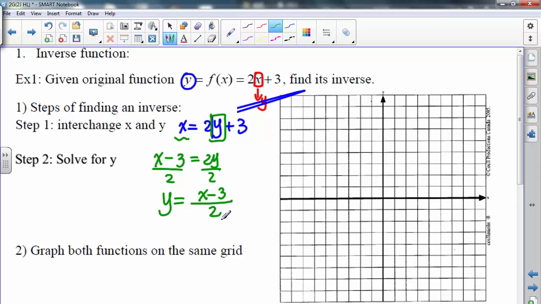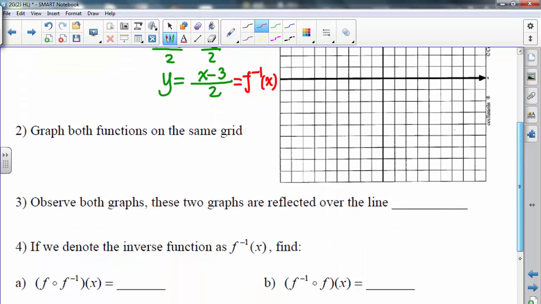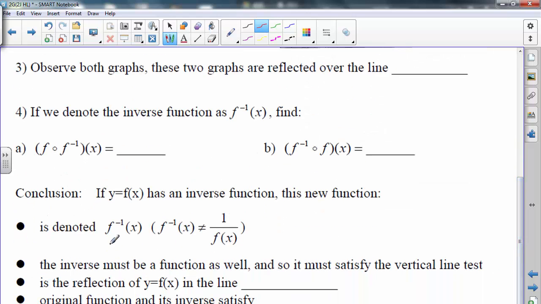So this function is the inverse function. The notation for the inverse function is f inverse of x, written f^-1(x). You need to know this -1 is not the exponent -1. If you look at the conclusion here, you will see f inverse of x is not 1 over f of x. This symbol is just an inverse symbol. That is the reason we put a -1 between the f and the x.